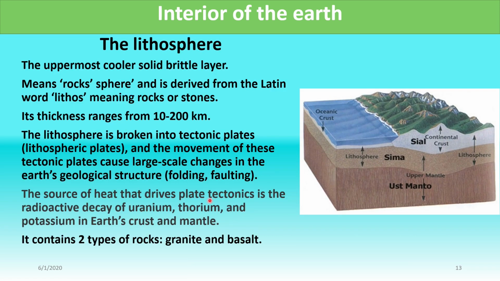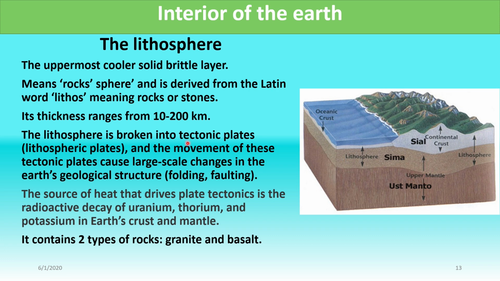The lithosphere, the uppermost solid brittle layer, means rocks. Lithosphere means rock sphere and is derived from the Latin word lithos, meaning rocks or stones. Its thickness ranges from 10 to 200 kilometers because it also includes part of the upper mantle, that is the asthenosphere.